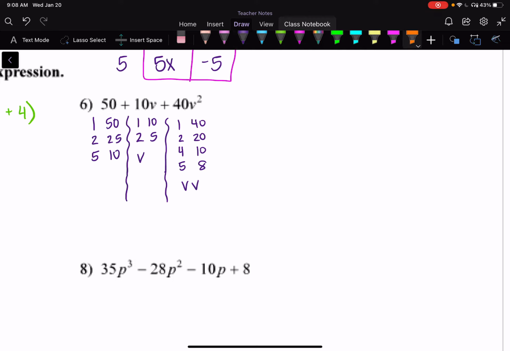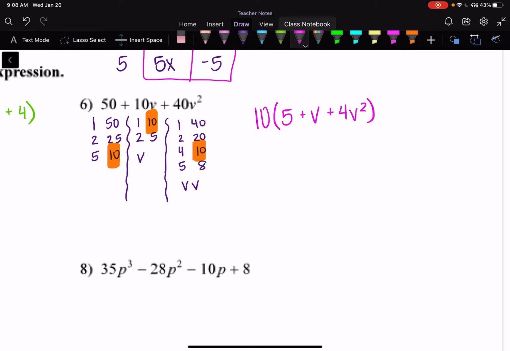Now we'll look for my greatest common factor. The highest number that they all have in common is 10, and they do not all have a variable, so that we cannot pull a variable out. This leaves me with my GCF being 10. When I divide that out from 50, I'm left with 5. When I divide it from 10v, I'm left with v. And when I divide it from 40v squared, I'm left with 4v squared.